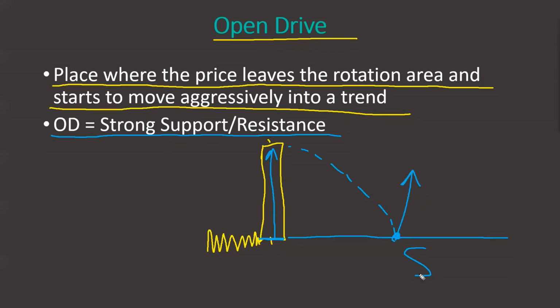Now, why this works as a strong support? The reason being is that open of this huge aggressive buying candle, that's the place where strong buyers started the initiative, right? They started aggressive buying, and this is the place where they started it. So this is an important place for them, and that's why the price tends to react to the open drive.